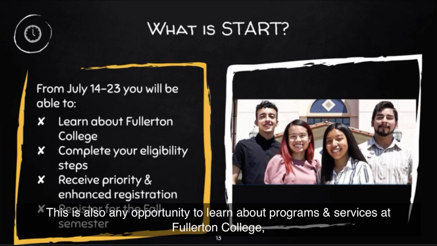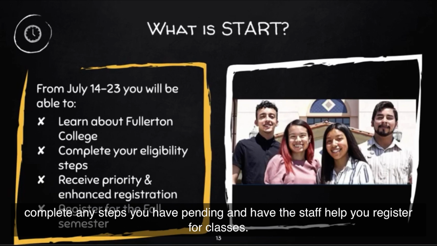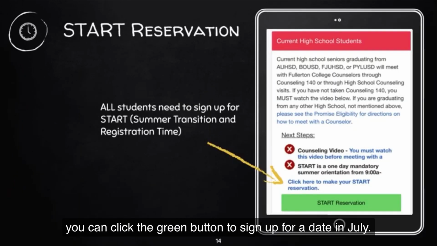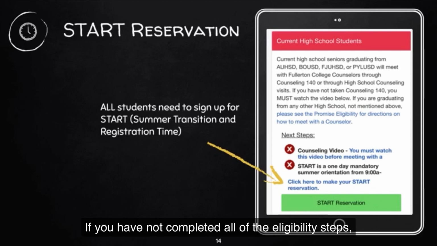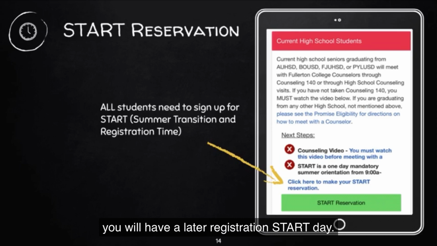This is an opportunity to learn about the programs and services at Fullerton College. Complete any steps that you have pending and have the staff help you register for those classes. Now that you know about START, you can click the green button to sign up for your date in July. If you have not completed all the eligibility steps, you will have a later registration start date.